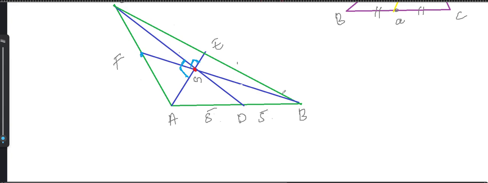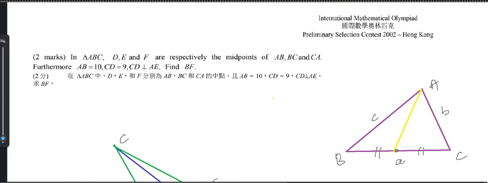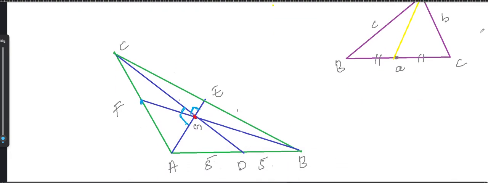DB is going to be 5 units. They have given the value of CD is going to be 9 units. Since G divides CD in 1:2 ratio, we can say CG length is going to be 6 units. This is going to be equal to 3 units. Now, how can we continue this problem?